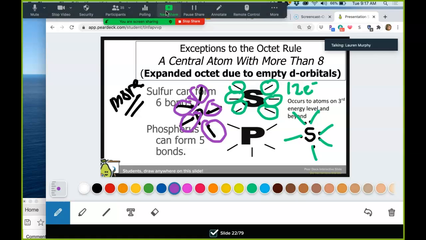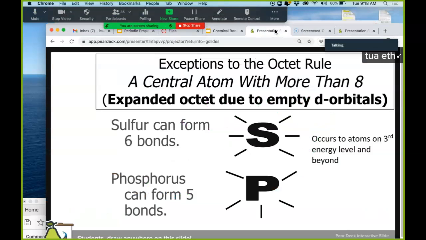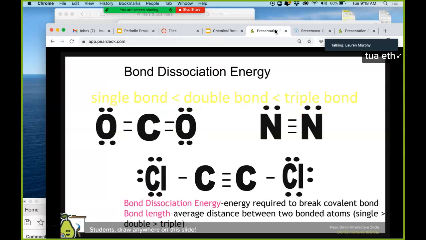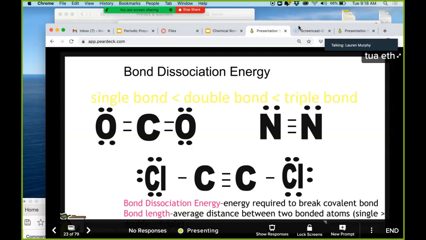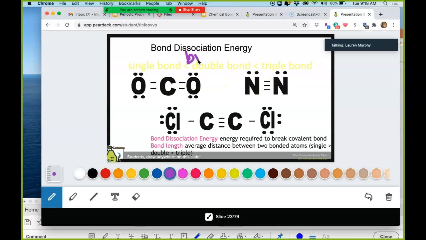Any questions so far? So we're going to kind of go from here. So let's talk about bonds and multiple bonds. Sorry, that's kind of hard to read, huh? Bond dissociation. So dissociation means to break. So bond dissociation energy, the energy required to break a bond, goes as such.